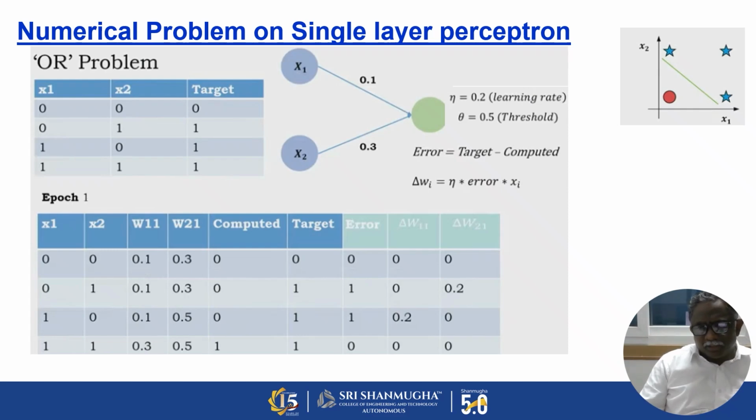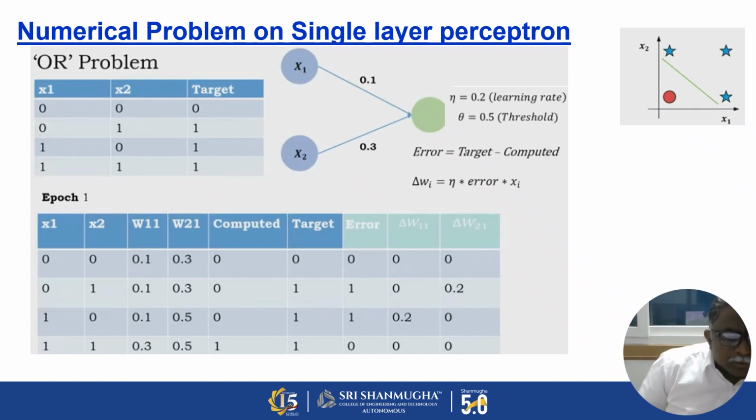if you look at the graphical representation, we can use this linear boundary to separate two classes. One is a star, another one is a circle with red. If you use the logic gate, that is the OR gate here, then the inputs are x1, x2: 0, 0, 0, 1, 1, 0, 1, 1. So either one or the other should be 1, and in that case, the output is going to be 0, 1, 1, 1.